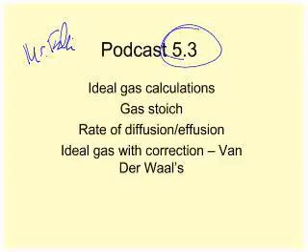headline too. We've got some ideal gas calculations, gas stoich, so I always go through moles, rate of diffusion, effusion, which is a bit of review from yesterday, an ideal gas with correction, which is called the van der Waals correction, which we talked a little bit about today from one of the AP problems. So let's go ahead and jump right into it.